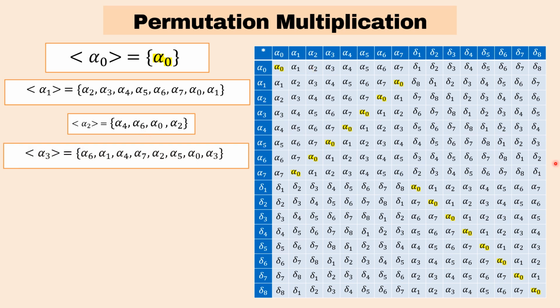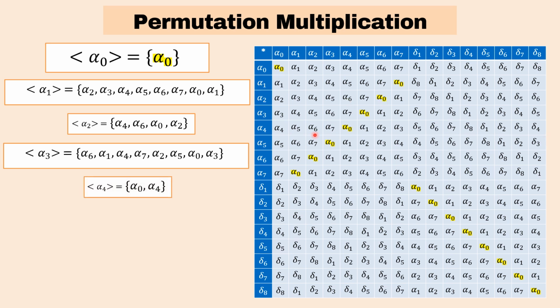Next, alpha sub 3. So alpha sub 3 star alpha sub 3 is alpha sub 6. Alpha sub 6 star alpha sub 3 is alpha sub 1. Alpha sub 1 star alpha sub 3 is alpha sub 4. Alpha sub 4 star alpha sub 3 is alpha sub 7. Alpha sub 7 star alpha sub 3 is alpha sub 2. Alpha sub 2 star alpha sub 3 is alpha sub 5. Alpha sub 5 star alpha sub 3 is alpha sub 0. Alpha sub 0 star alpha sub 3 is alpha sub 3.